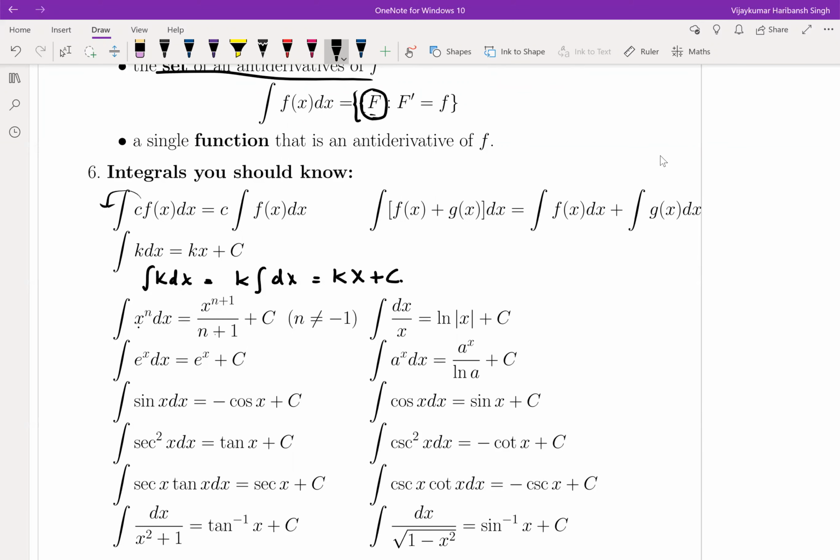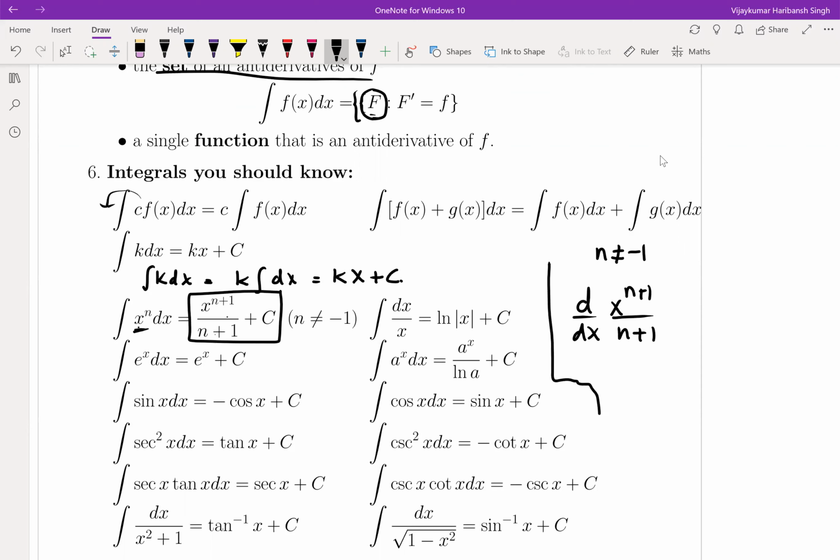So how do you build the connection? Take this and take the derivative of it and see if it matches with x to the n. So you can see that here. So derivative of x to the n plus 1 upon n plus 1. And this is the case when n is not minus 1.